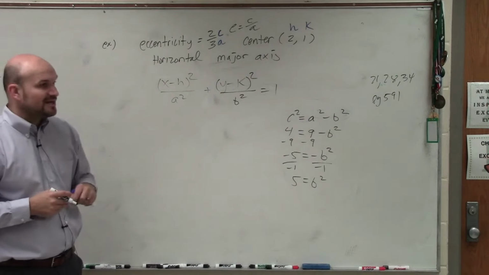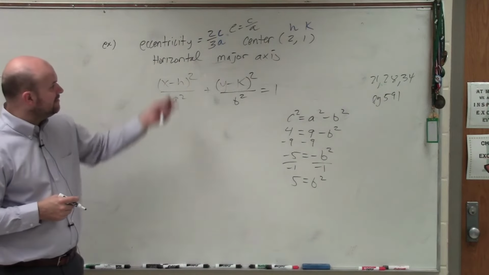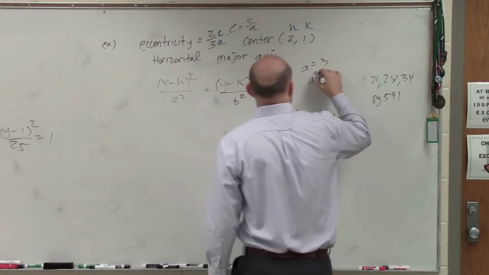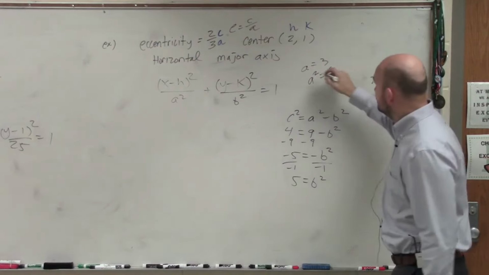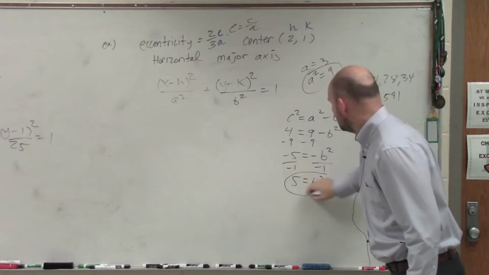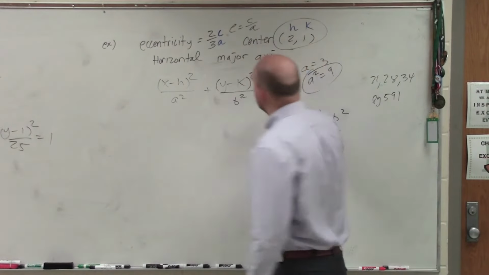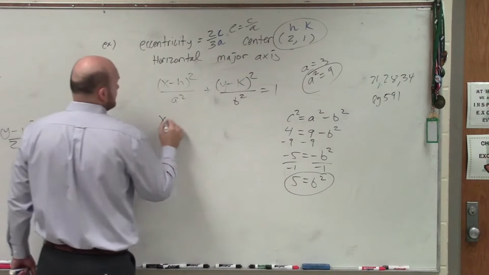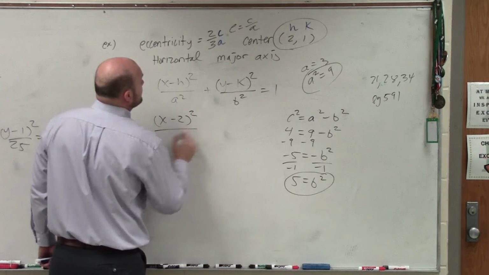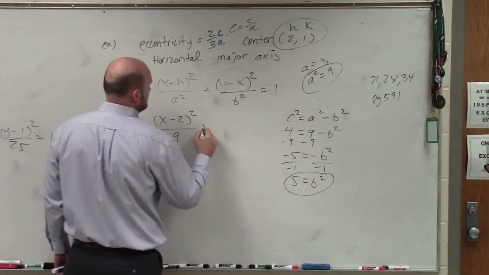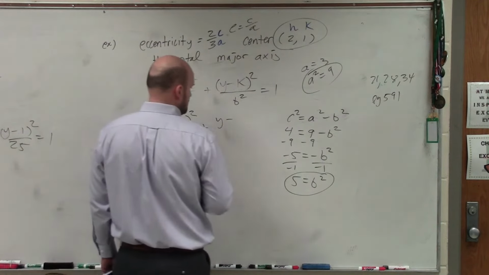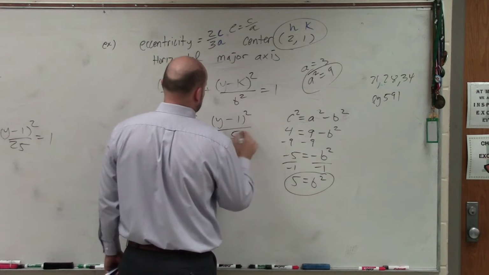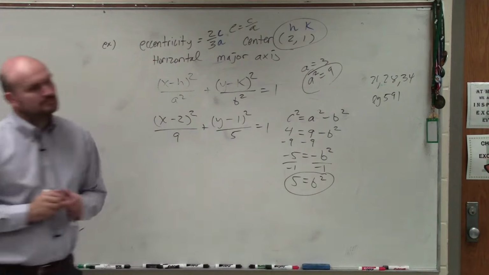Well, guys, I have my h and my k. I have my b squared. My a is 3. So if a is equal to 3, that means a squared is equal to 9. So look at it. Got everything I need. a squared, which is 9, plus. Done.